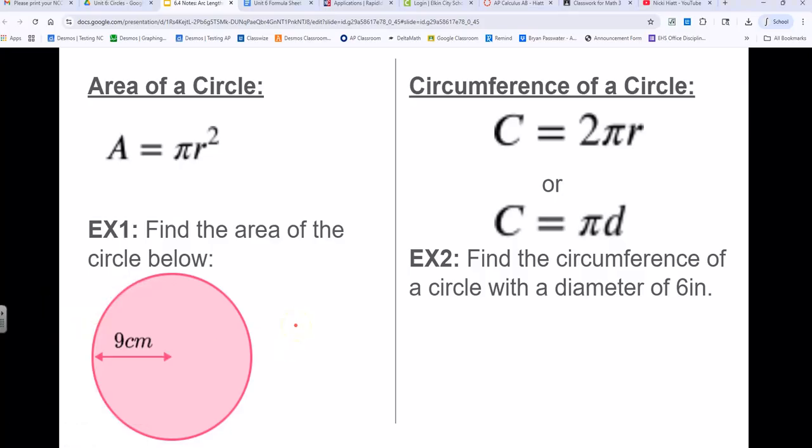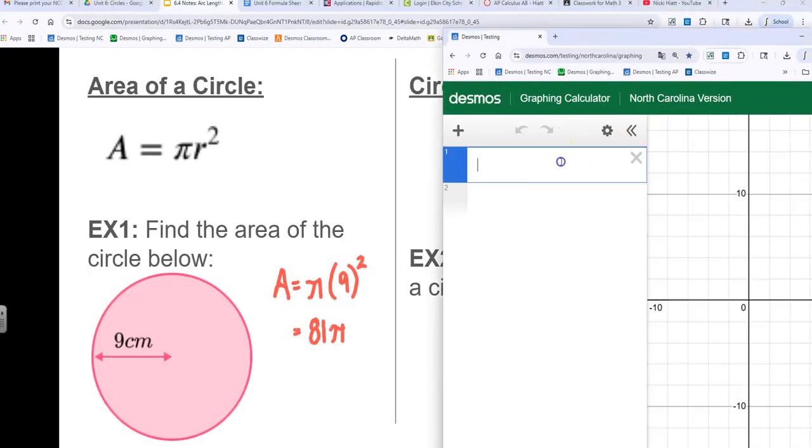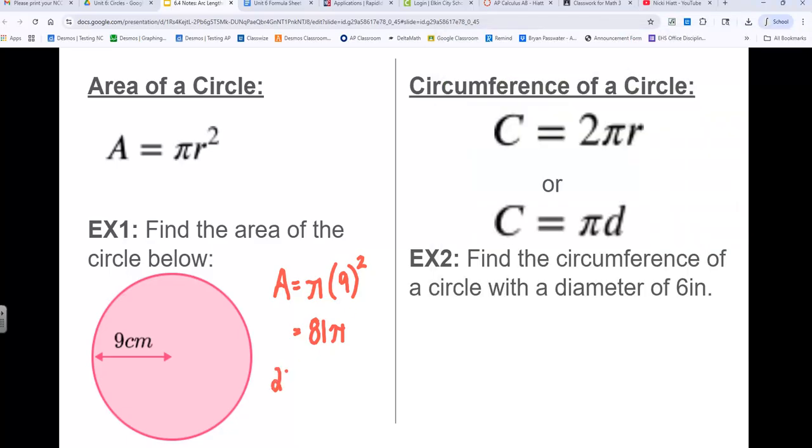So if I have a radius of 9 centimeters as indicated on the circle here, then to find the area, I just need to do pi times that radius squared, which will give me 81 times pi, or I can type this into Desmos, and 81 pi is going to be 254.469, and that is going to be square centimeters there, because it's an area.